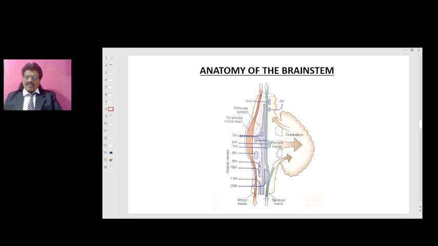Name the motor tract, the corticospinal tract. The medial lemniscus, that is the posterior column. The motor part of the cranial nerves, and the MLF, medial longitudinal fasciculus, which connects 3rd, 4th, 6th with 8th. So if you remember the rule of 4, it is easy to remember the anatomy of the brainstem.